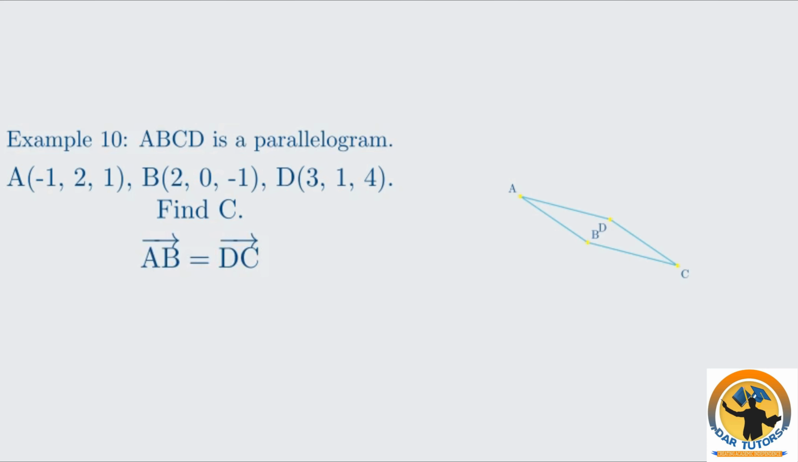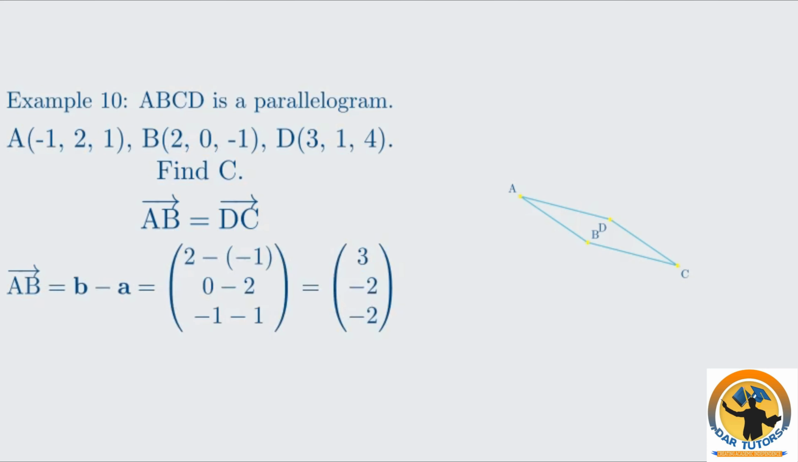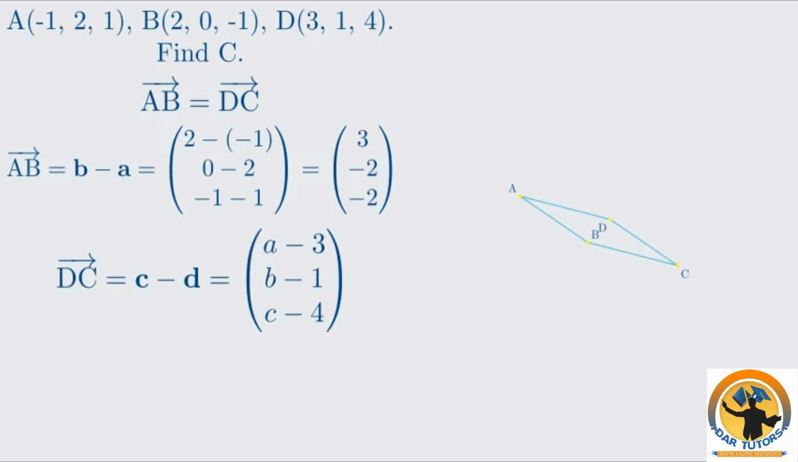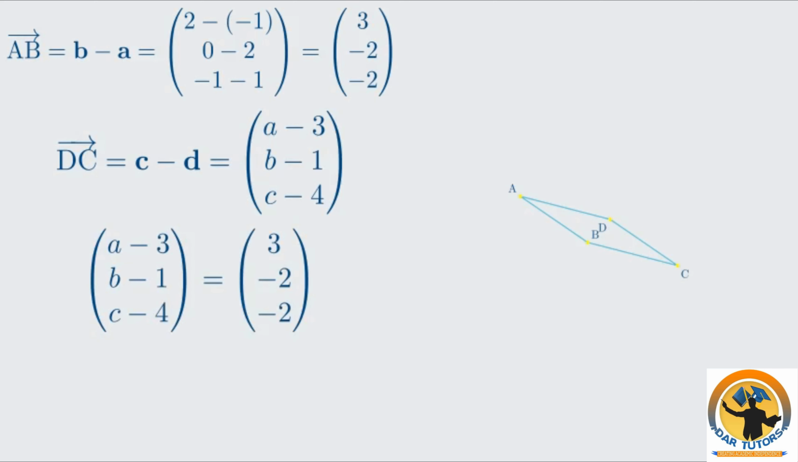First, let's find the vector AB. AB is B minus A, which is (2 minus (minus 1), 0 minus 2, minus 1 minus 1), giving us the vector (3, minus 2, minus 2). Next, let's find the vector DC. DC is C minus D, which is (a minus 3, b minus 1, c minus 4). Now we equate the two vectors. We have (a minus 3, b minus 1, c minus 4) equals (3, minus 2, minus 2).